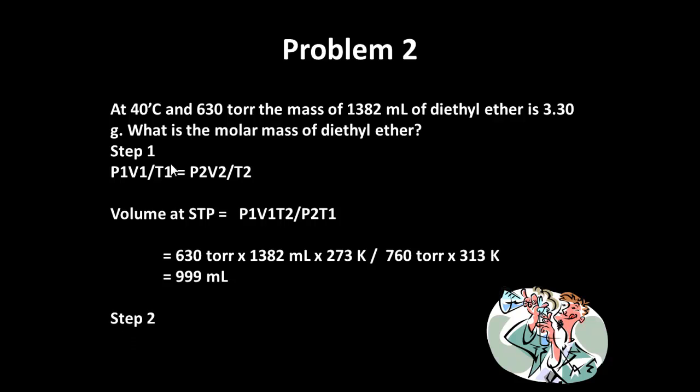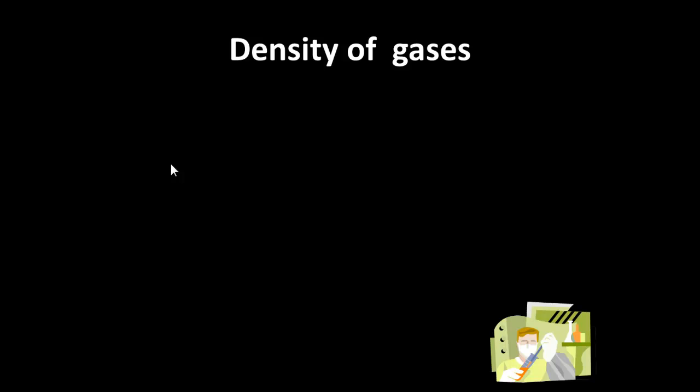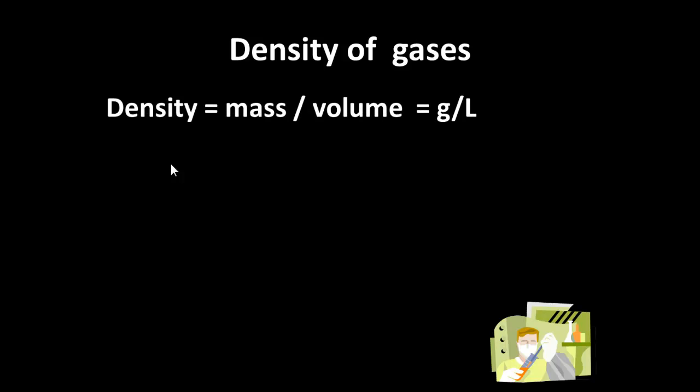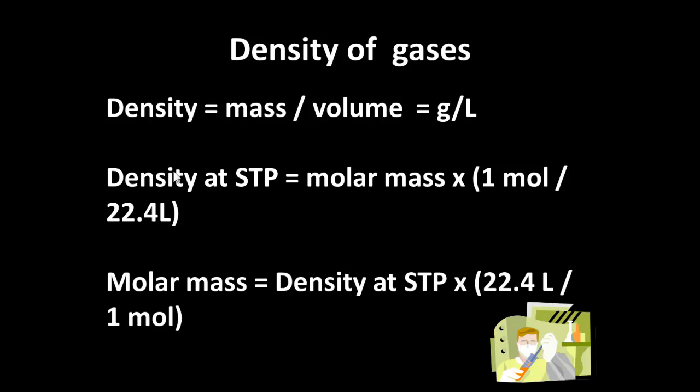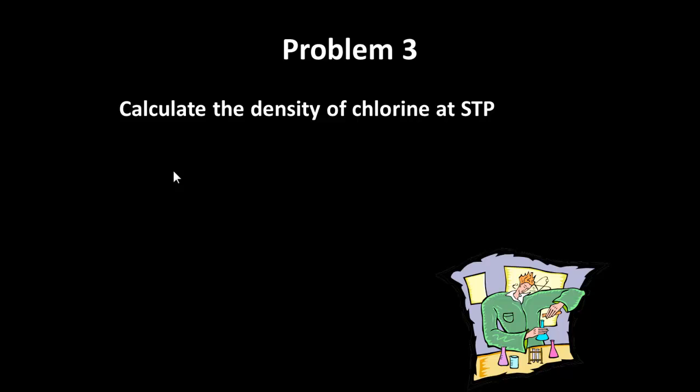So we have to find our molar mass, which will be 3.30 times 22.4 divided by 0.999, which comes to 73.9 grams per mole. Now we go to the density of gases. Density is equal to mass over volume, so it's normally measured in grams per litre for gases, and the density at STP is the molar mass times 1 mole divided by 22.4 litres. So the molar mass is the density at STP multiplied by 22.4 litres.